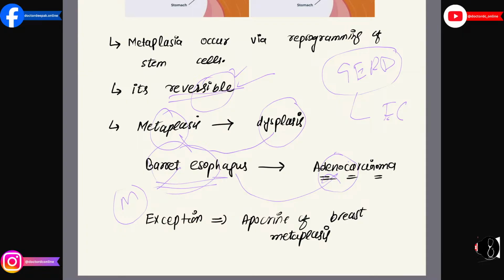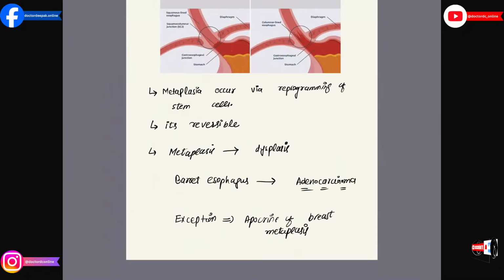And here is one exception. In our body, there is one exception, and that is apocrine metaplasia of the breast. It means when the breast undergoes metaplasia, it is not going to convert into cancer in future. So this is the condition you have to keep in mind. Apocrine metaplasia of the breast is a benign condition; it is a metaplasia, but it is not going to become dysplasia or cancerous. So that's all about this slide.